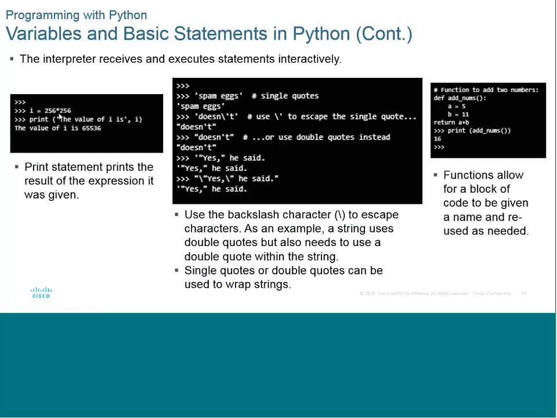The value of I is, and what is I? That is 256 into 256, that will give us the result. Okay, the print statement prints the result of the expression it was given. It means that you can write anything after print here that will give you the output. When you run the program, the value given in the print command will come.